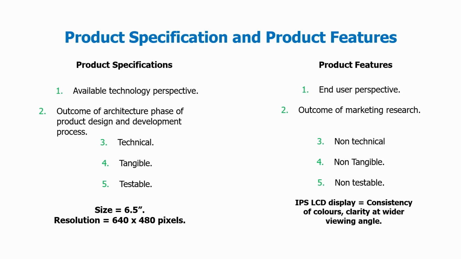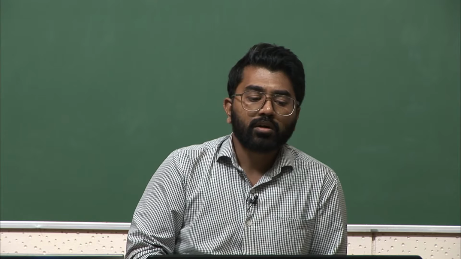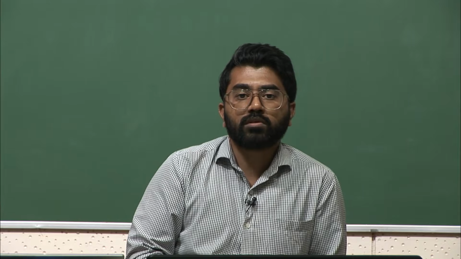Product specifications are usually the outcome of the architecture phase of the product design and development process. So, while we go through the different modules of design and development through this course, we would come across the technical details, the tangible details. Tangible is something which you can touch and feel essentially for the products, and testable details. So, based on these three aspects, technical, tangible and testable, you would come across the product specifications.